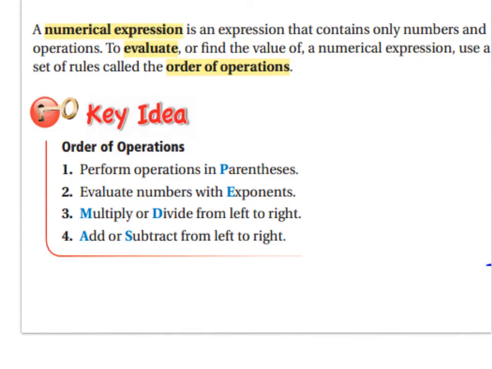By definition, a numerical expression is an expression that contains only numbers and operations. To evaluate, or in other words, to find the value of a numerical expression, we use a set of rules called the order of operations. The order of operations tells us the order in which you will perform the operations to evaluate a numerical expression.